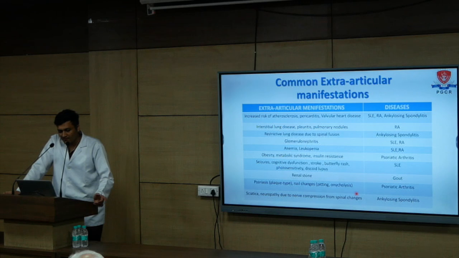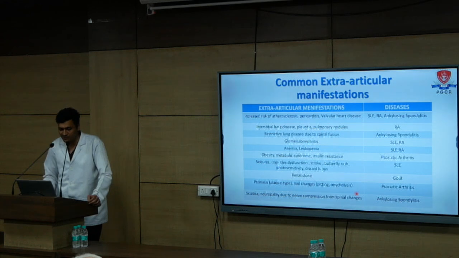In gout, we can find renal stones. In psoriatic arthritis, we can find metabolic syndrome and obesity. Also, we will find skin changes and nail changes such as nail pitting and onycholysis. In ankylosing spondylitis, we will find sciatica, neuropathy due to nerve compression, or restrictive lung disease due to spinal fusion.